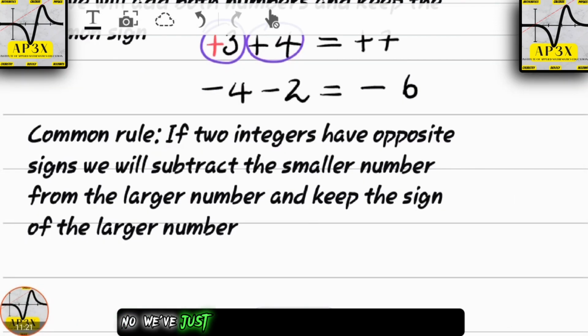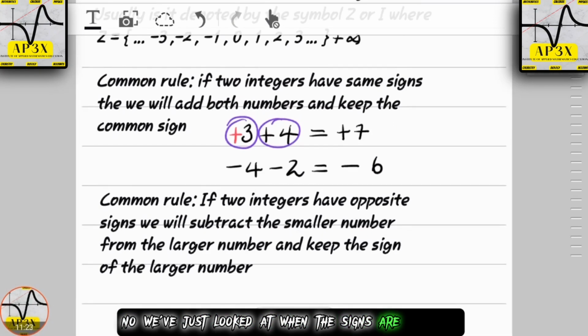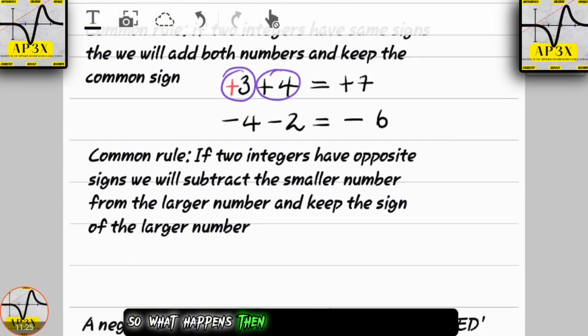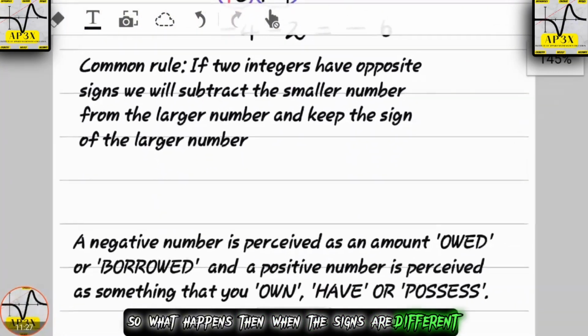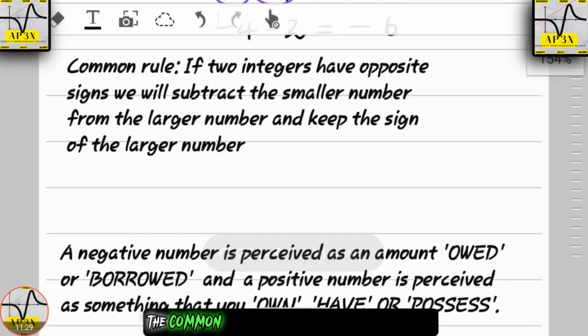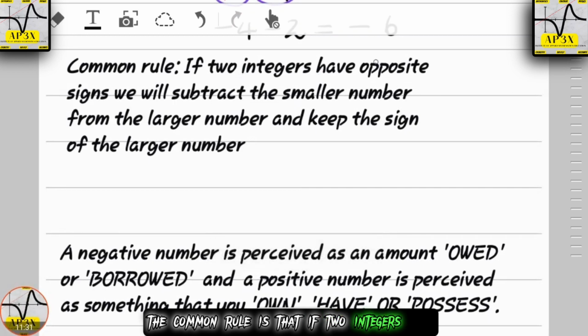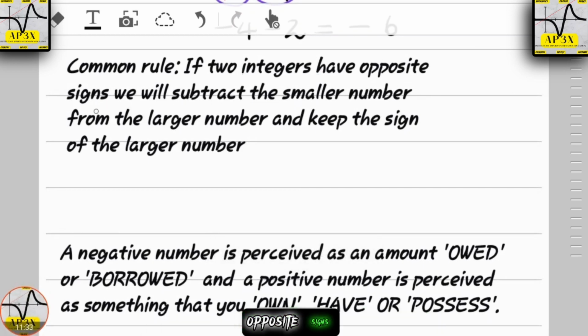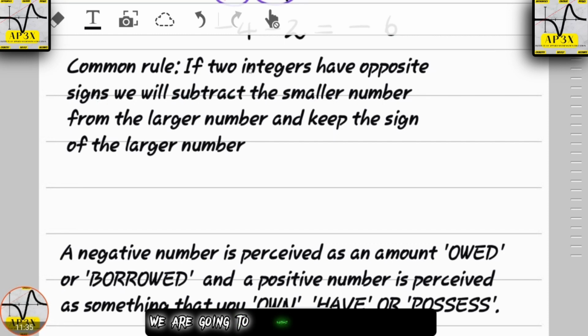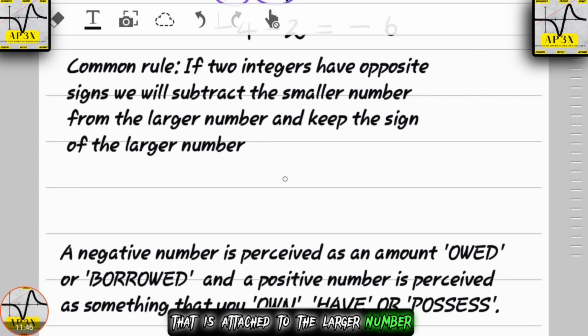Now, we've just looked at when the signs are the same. So what happens when the signs are different? Here the common rule is that if two integers have opposite signs, we subtract the smaller number from the larger number, and we keep the sign that is attached to the larger number. Let's take a look at two very basic examples.